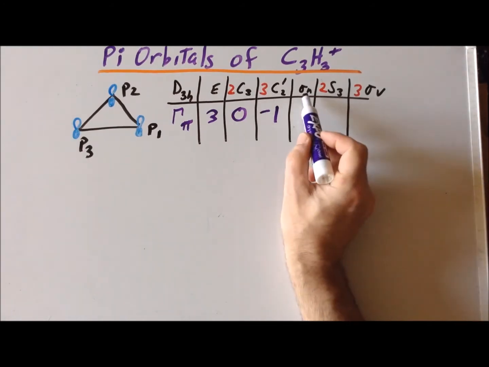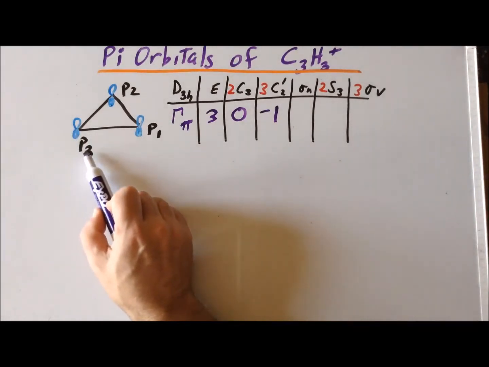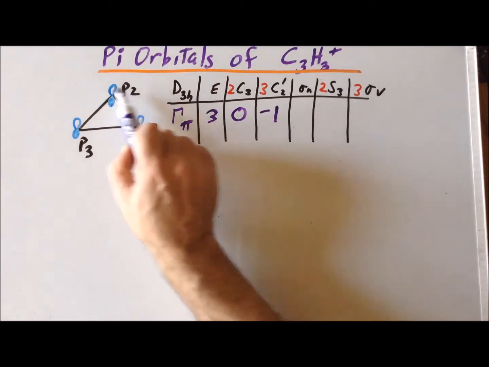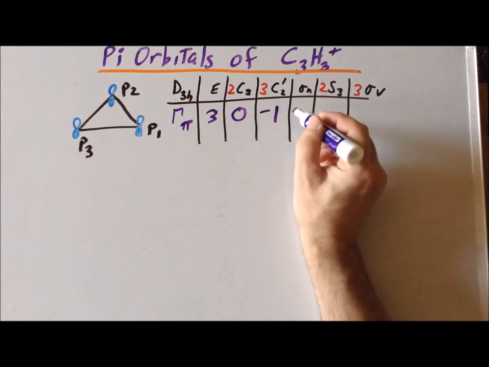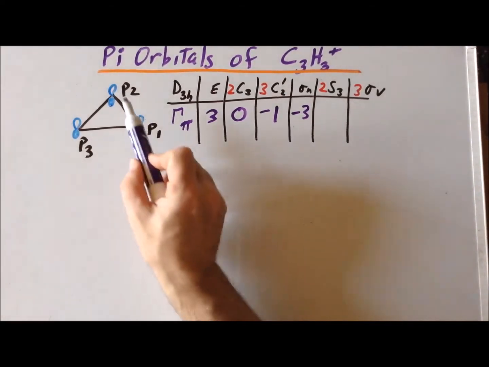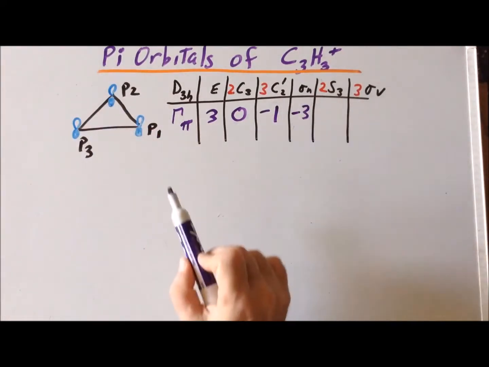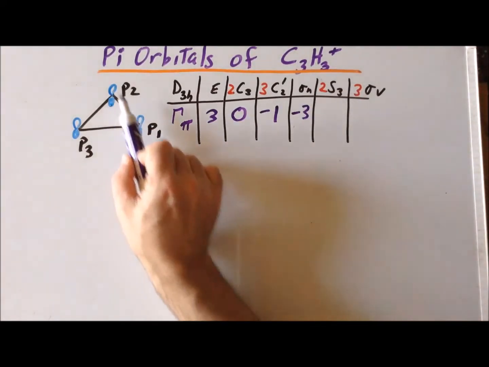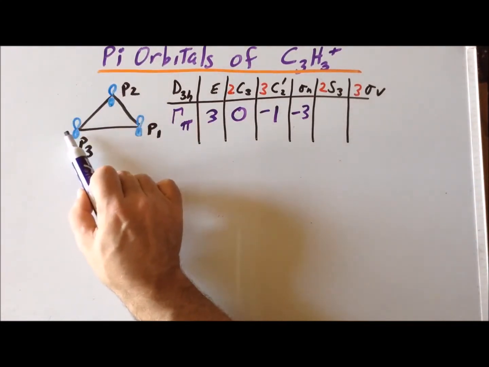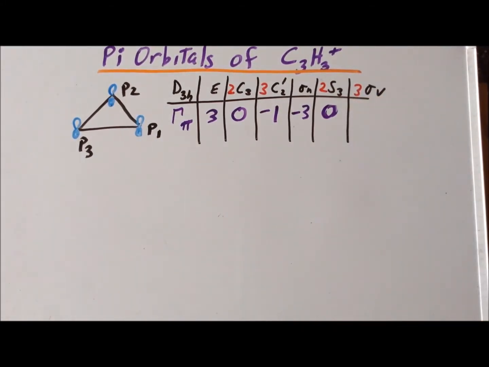For the σH, the horizontal mirror plane, P3 turns to minus P3, P1 turns into minus P1, and P2 turns into minus P2, so this is -3. For S3, remember, an improper rotation, S3 is a C3 followed by a σH. So as soon as we do the C3 part of the S3, P1 goes to P2, P2 goes to P3, P3 goes to P1. None of them stays put, so the character there is a 0.